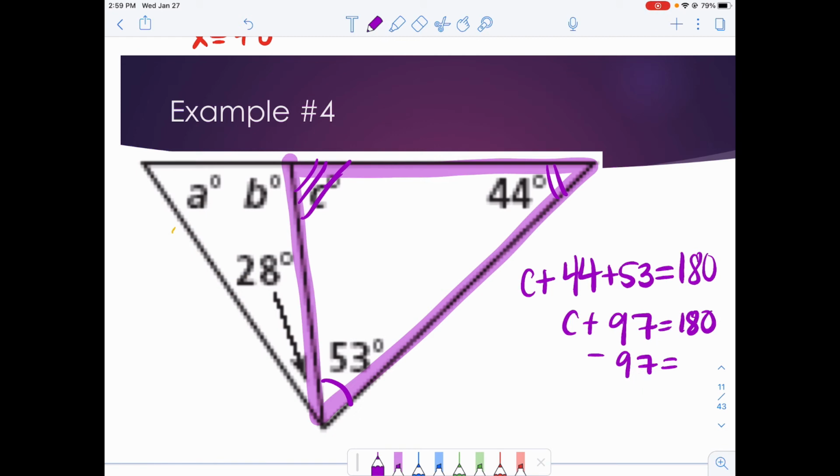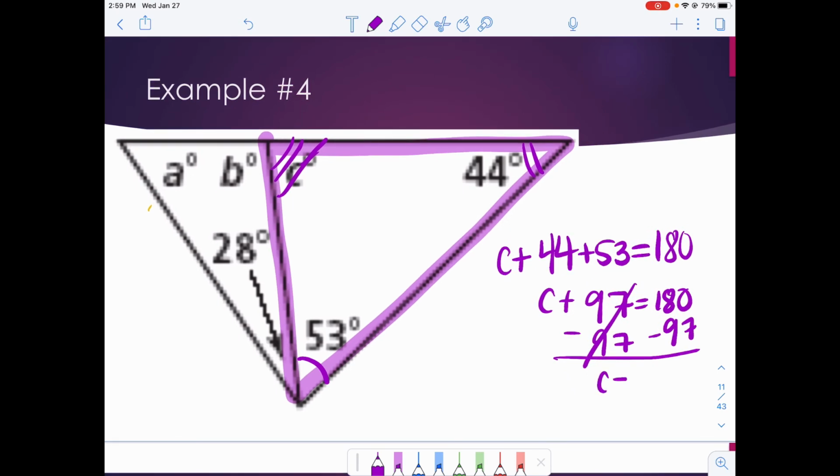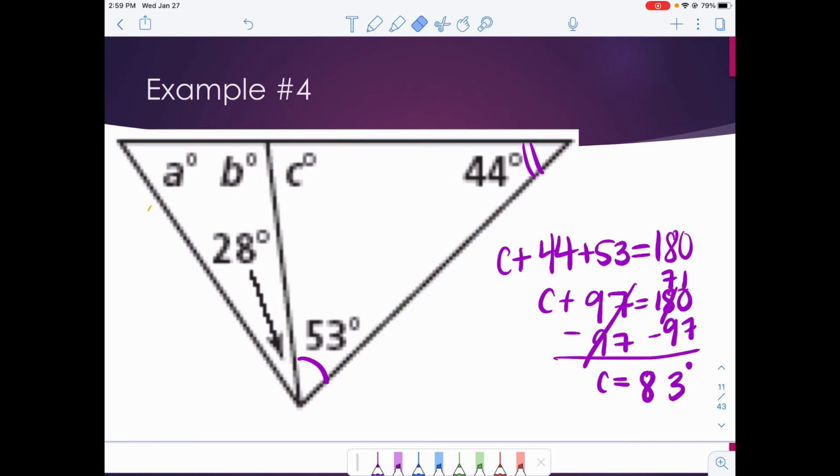And so if I simply subtract 97 from both sides to get C by itself, I'll get that C is equal to 83 degrees. Now, me personally, what I like to do with all of this information is once I find an angle, I put it back on my diagram because it might help me find another piece of information. And sure enough, I see something differently that you might see.